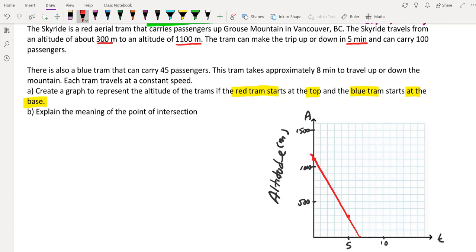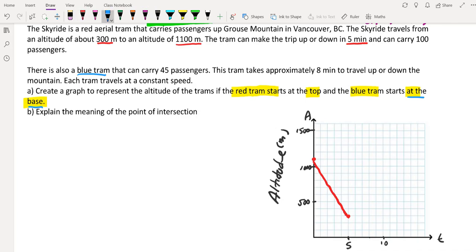Right. So next we have the blue tram, right? And it starts at the base. So the base is at 300 meters. Well, I actually drew the other line a little bit too far, didn't I? And go back here, because you can't go below the base. It does not make sense to extend that line. That line should just look like that.